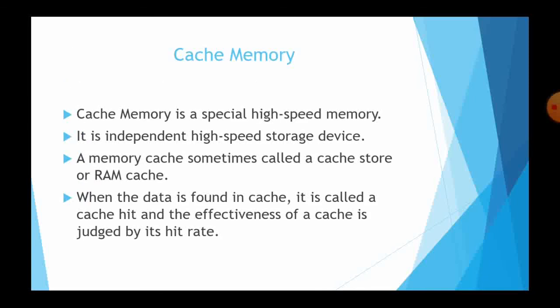Cache memory is a high speed data memory in the CPU. It speeds up access to data in the CPU. It is an independent high speed storage device. When the data is found in the cache memory, it is called a cache hit.